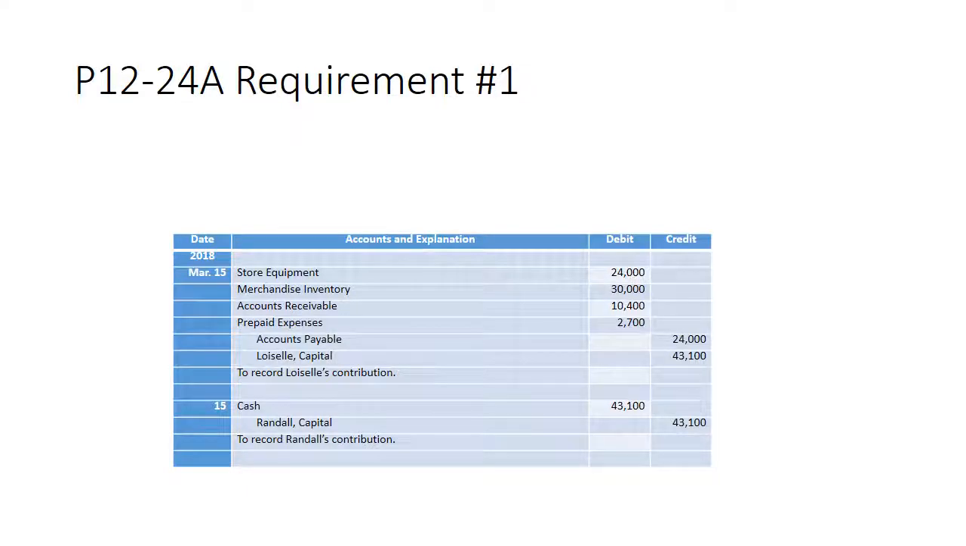In Chapter 12, we will be looking at the answer keys for 12-24A, 26A, and 27A. So first, let's start with 12-24A on page 674.